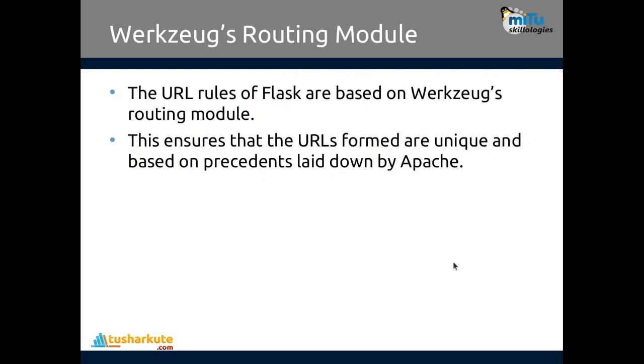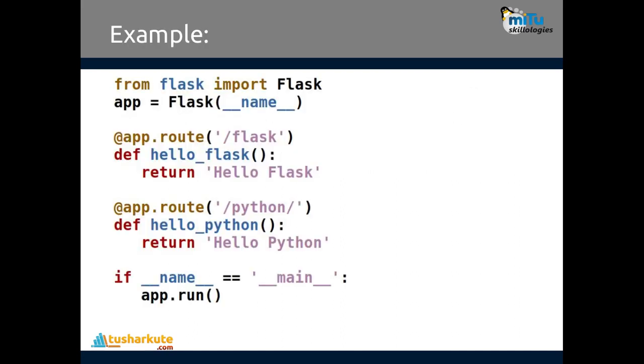Okay, so there is a Werkzeug routing module. I just have told about the Werkzeug. The URL rules of Flask are based on the Werkzeug routing module. This ensures that the URLs formed are unique and based on the precedents laid down by the Apache web server there. Okay, just check the example. I just have shown the example here.